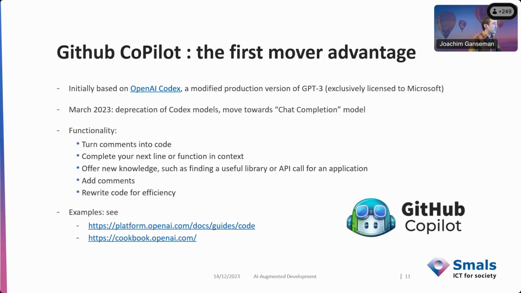What can you do? Generate code from comments, complete your next line, complete a function, offer new knowledge, such as finding a useful library, add comments to the code, and eventually rewrite code for better efficiency, better readability, better whatever. Something that's also useful, for example, is if you want to optimize something for speed, you can ask to write part of the code such that it uses particular CPU instructions, for example. You can really dive deep with these kind of things.